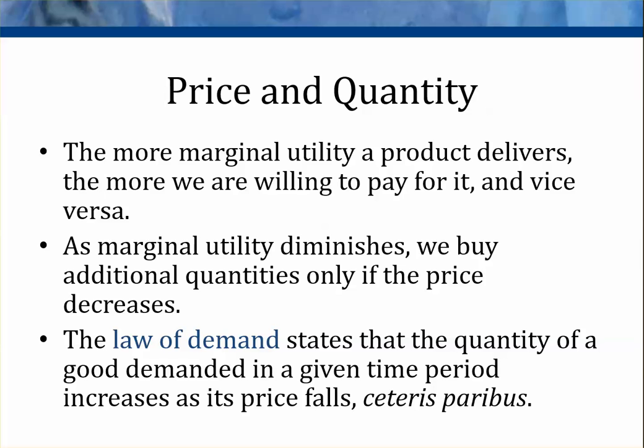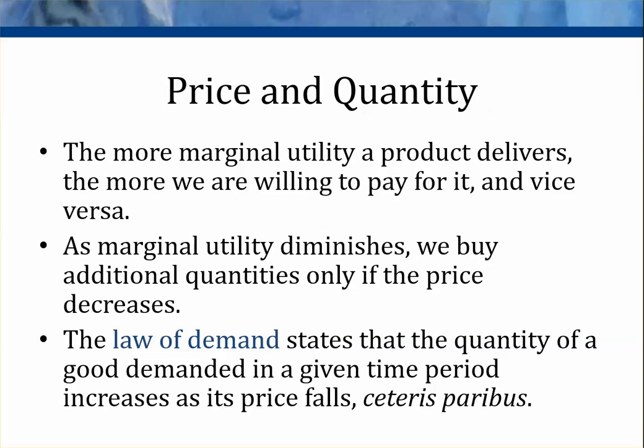So that generates the relationship between the price and the quantity. The more marginal utility a product delivers, the more we are willing to pay for it, and vice versa. As marginal utility diminishes, we buy additional quantity only if the price decreases.